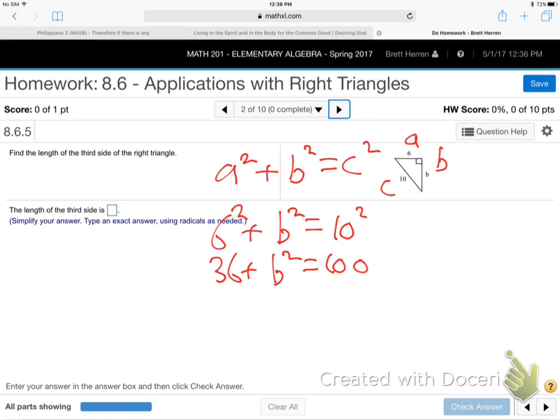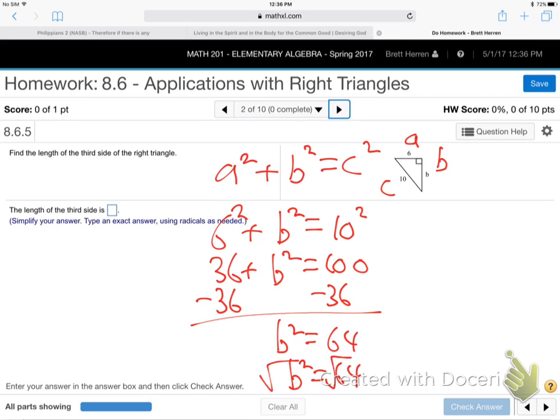100, how do we solve for B? Subtract the 36. So B squared is 64. Root it. B is 8. Right, that's how you turn a B squared into a regular B, huh? That's how you get rid of a 2 power. You root it. So you see the theme here that 2 powers and roots are opposites of each other? They get rid of each other?